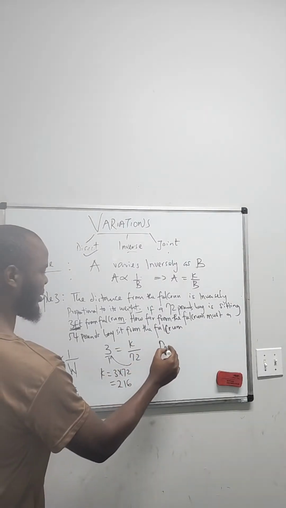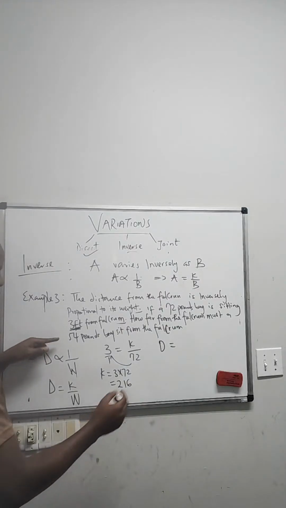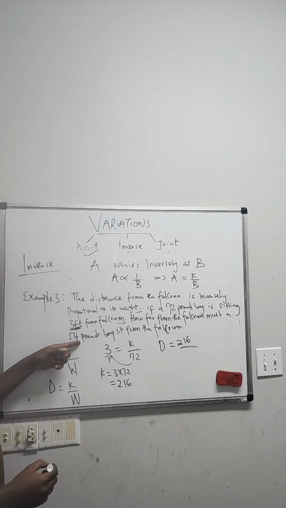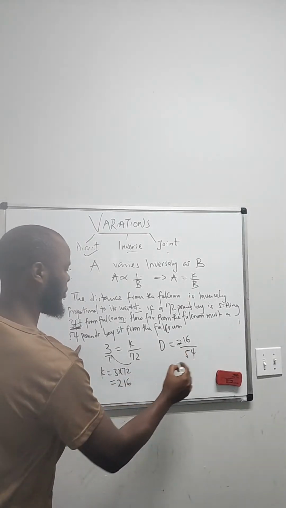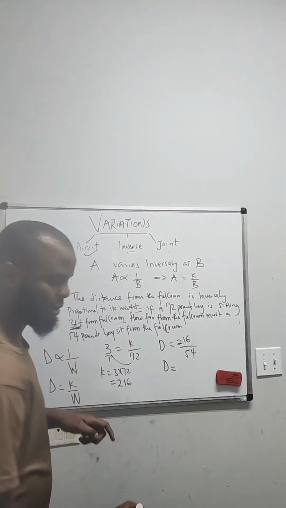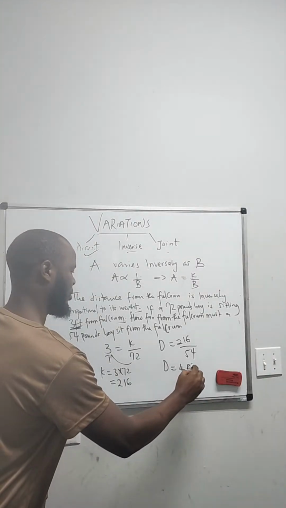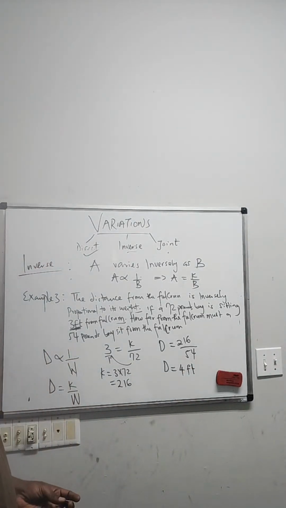So we have K to be 216. If the weight is 54, what is going to be the distance? 4 feet. So what can you say about this? When the weight decreases, the distance increases. Do you see that? That's the application.